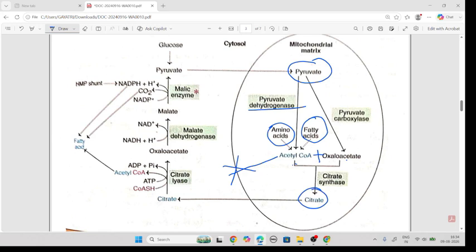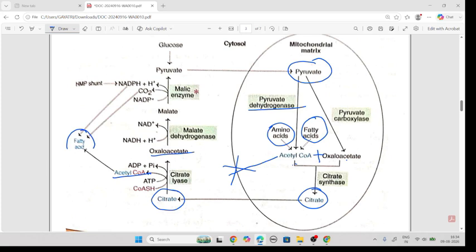Now the citrate is easily permeable through the mitochondria, so it comes out of the mitochondria, and once it goes out, it is broken down again into acetyl CoA and oxaloacetate, along with some energy, as ATP is converted into ADP and Pi. The acetyl CoA is further used for the synthesis of our fatty acid.